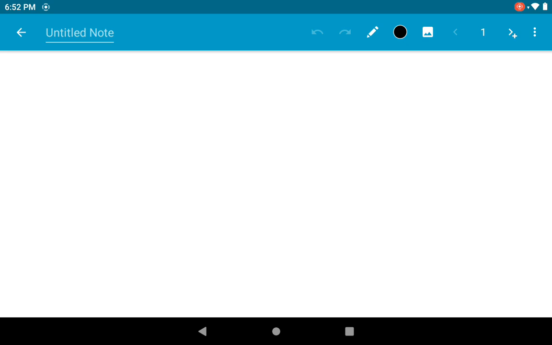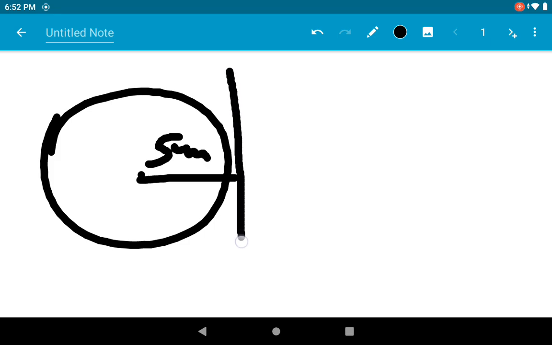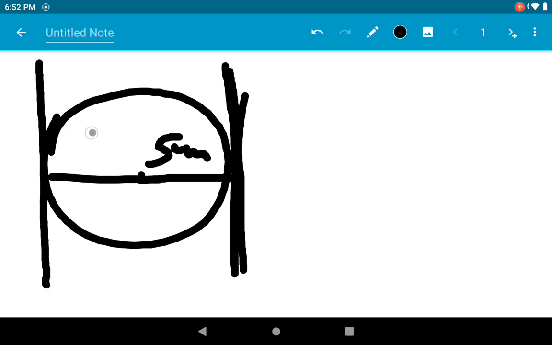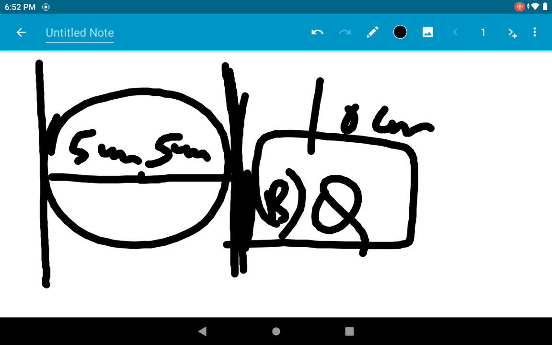The first question: for a circle with center O and radius 5 centimeters, which of the following statements are true? Distance between every pair of parallel tangents is 5 centimeters? No, it's not 5 centimeters. Let's take two parallel tangents. As we can clearly see, the distance between them is 10 centimeters. So option B is correct. That is Q. The statement Q is correct.